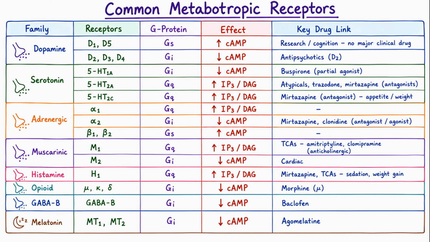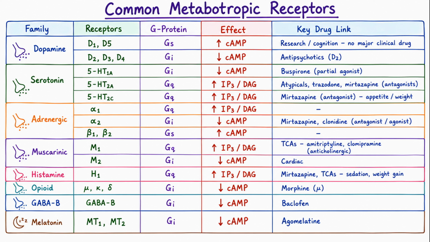The metabotropic receptors that actually come up again and again in psychiatry. Dopamine splits into two families, D1 and D5 are Gs coupled. No major clinical drug targets these directly. D2, D3 and D4 are Gi coupled, and D2 is the big one, main antipsychotic target. Serotonin, 5-HT1A is Gi, buspirone acts here as a partial agonist, 5-HT2A is Gq.